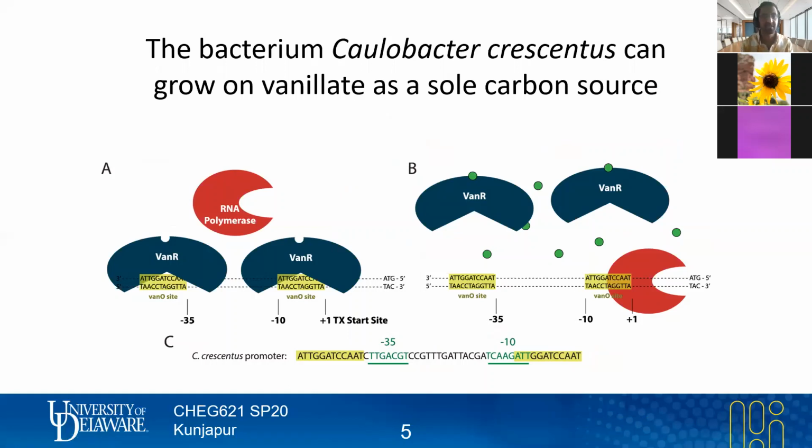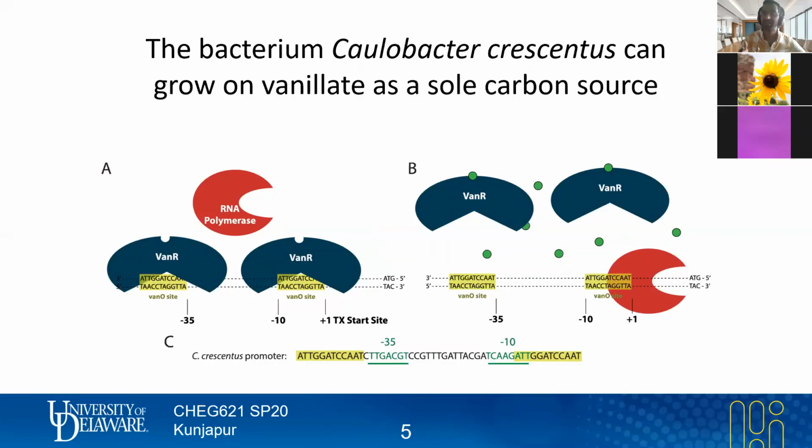Interesting to us, thinking about vanillate, it's actually a natural degradation product from lignin, which is part of tree bark. And so there are many bacteria that have naturally evolved, even if to do it slowly, to break down lignin and to be able to grow off of it. And so one of these freshwater bacteriums, Caulobacter crescentus, can grow on vanillate as a sole carbon source.